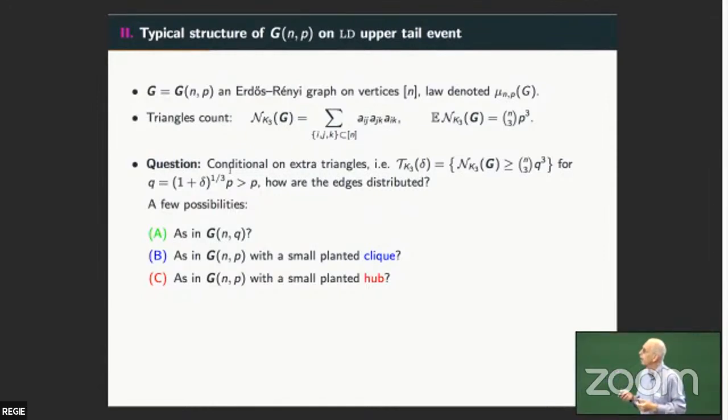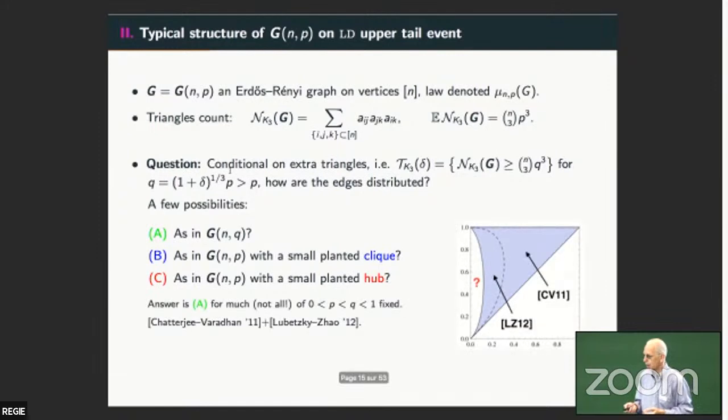And for dense graphs, this story was checked. It was done in 2 papers by Chatterjee and Varadhan, and then follow-up work by Lubetzky and Zhao. I will return to these 2 papers later on. What Chatterjee and Varadhan did, they derived a large deviation principle for this situation, and they found that strategy A, just changing the density uniformly, is the winning strategy in a large part of the space. This is indicating P versus Q. Here, Q is bigger than P.